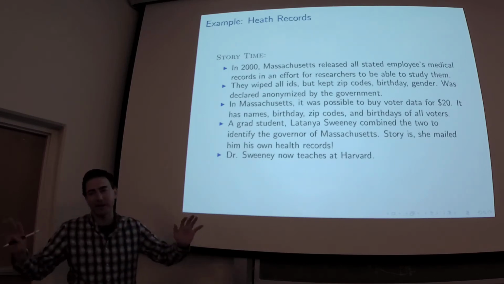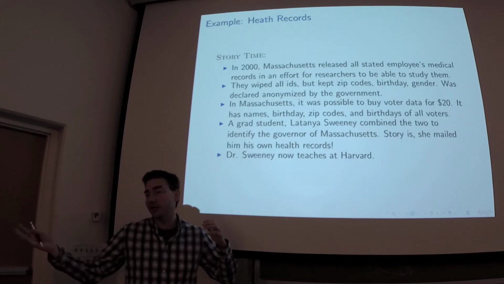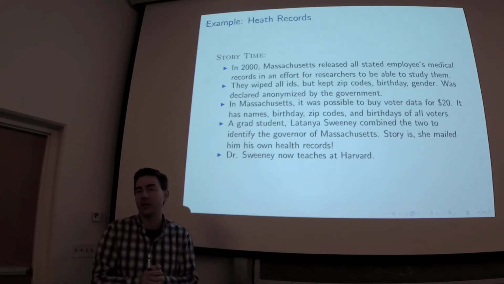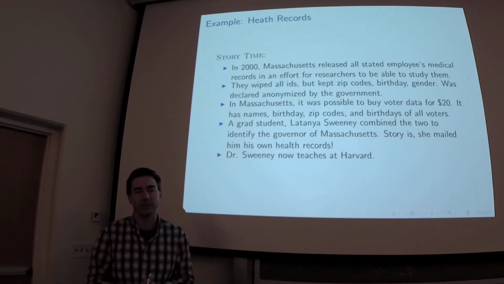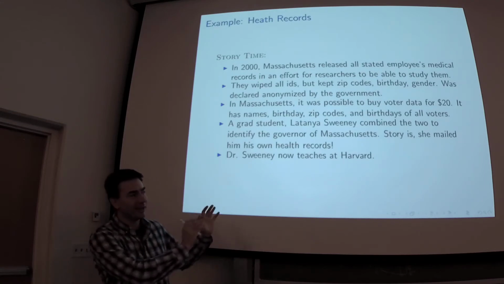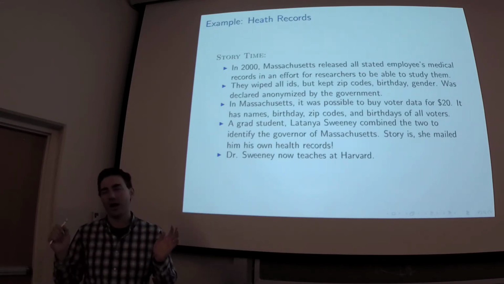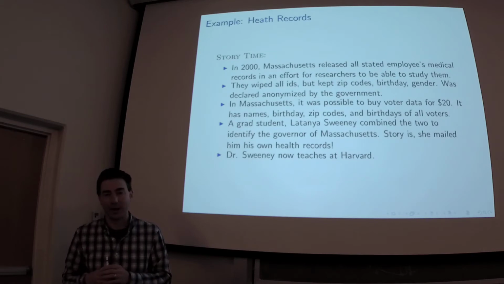If you just strip IDs, there are other data sets out there that have other information that you can match the name with and identify people. Okay, so just stripping IDs is not a good way of ensuring privacy.